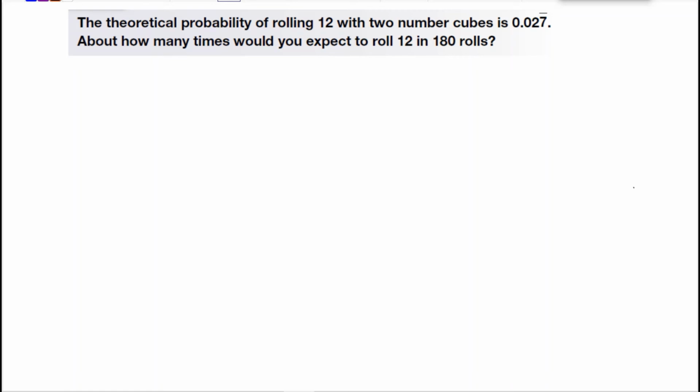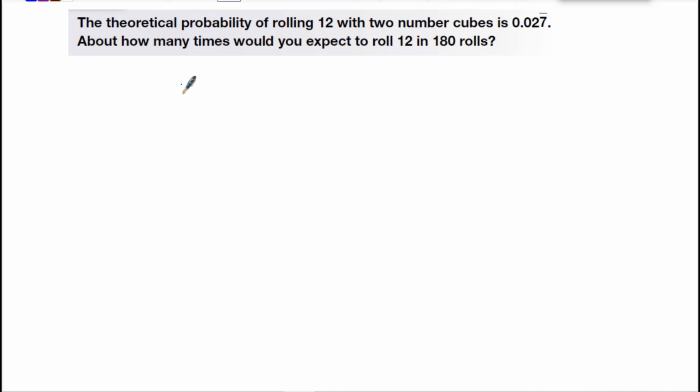Alright, this next problem says the theoretical probability of rolling 12 with two number cubes is 0.027 repeating. About how many times would you expect to roll 12 in 180 rolls? So I have a choice of rounding 0.027 or converting it to an equivalent fraction. Since rounding introduces small errors, we choose to convert it to a fraction. So one digit repeats, so I'm going to multiply this decimal by 10.